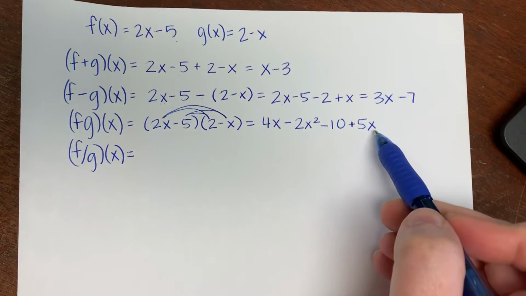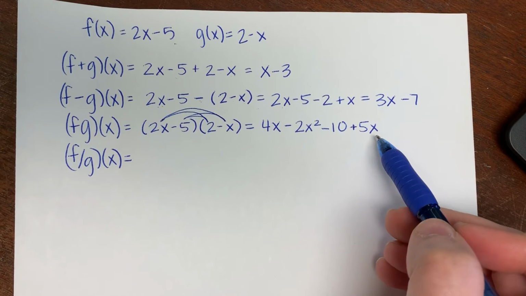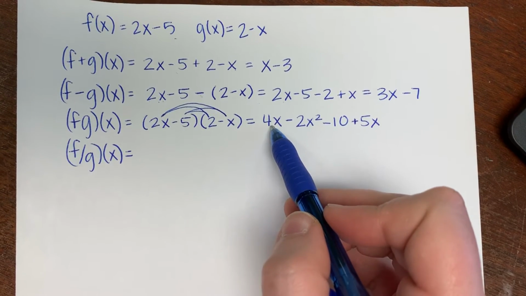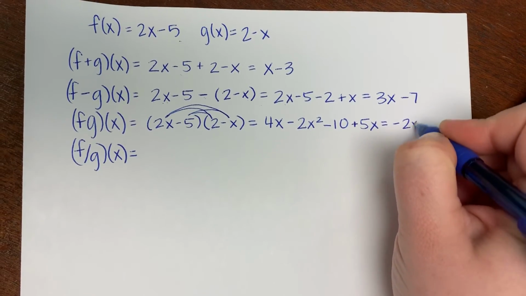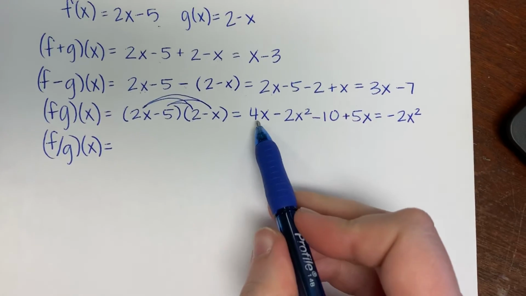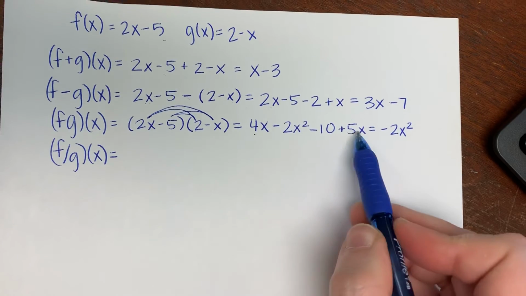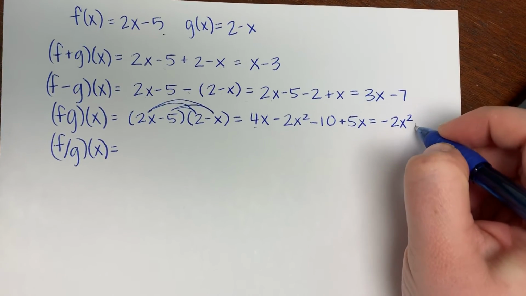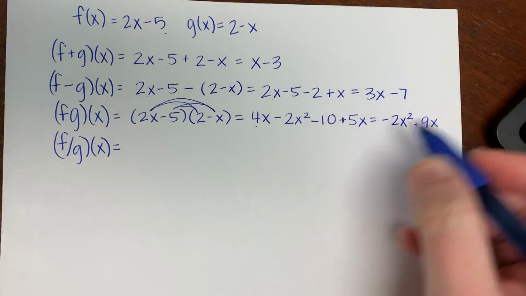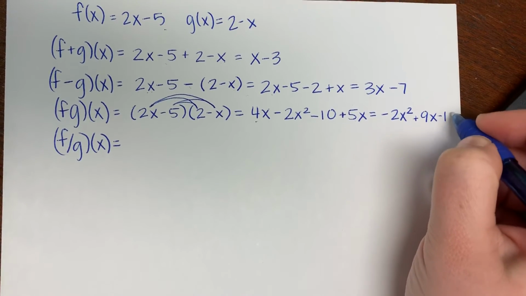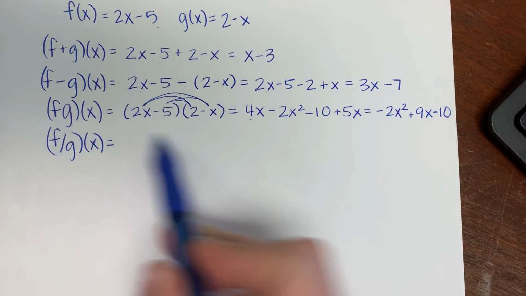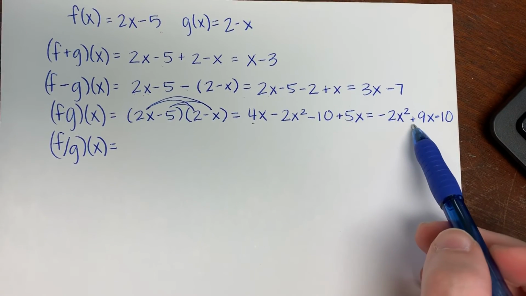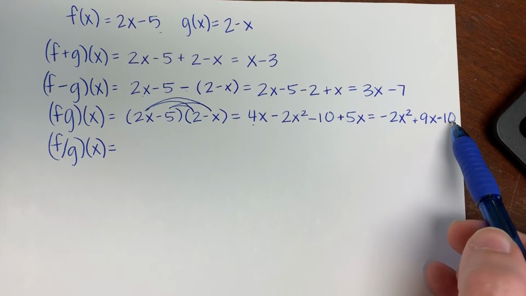Okay, then after that, if you have any like terms that you can combine, do that. So I have only one term that has an x squared. I have two x's, 4x and 5x. If I add those together, that's 9x. Okay, and then just minus 10. I can't combine that with anything there. Okay, so the product of those two functions is negative 2x squared plus 9x minus 10.